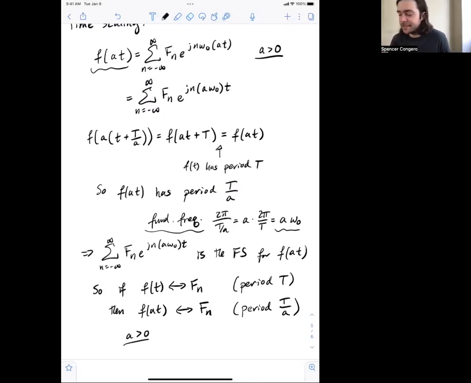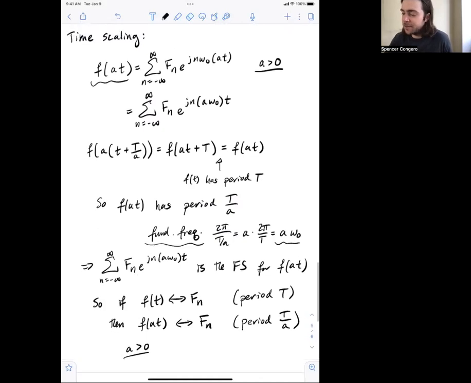Okay, so that is that property, the time scaling property. And in the coming classes and discussions and so forth, we'll see many different example problems using all these properties. You can get a lot of good problems out of them.